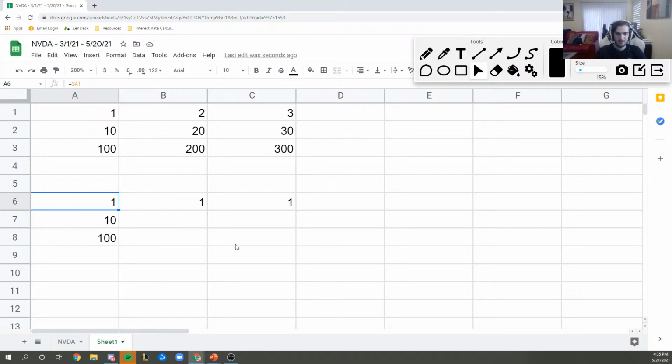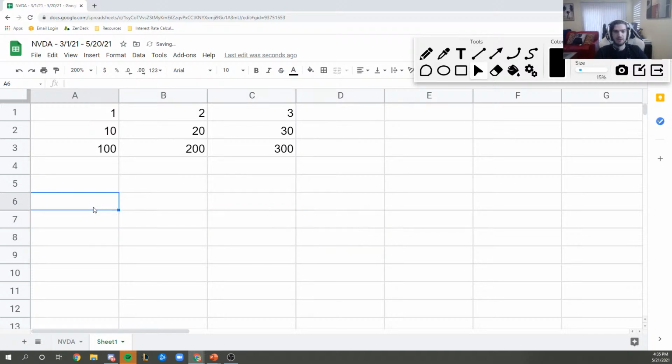If we drag, you'll see that it now goes 1, 10, 100. Because we told the A, don't change. The only thing we want to change is the number. The up and down we want to change. The left and right we don't. So that's what we got.